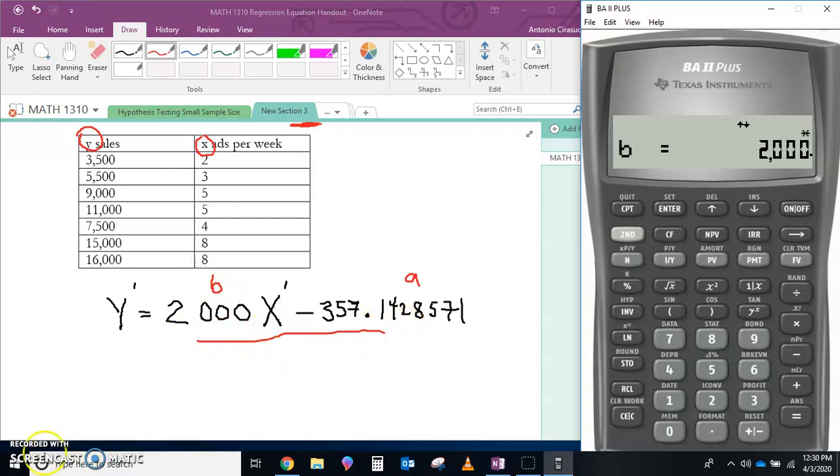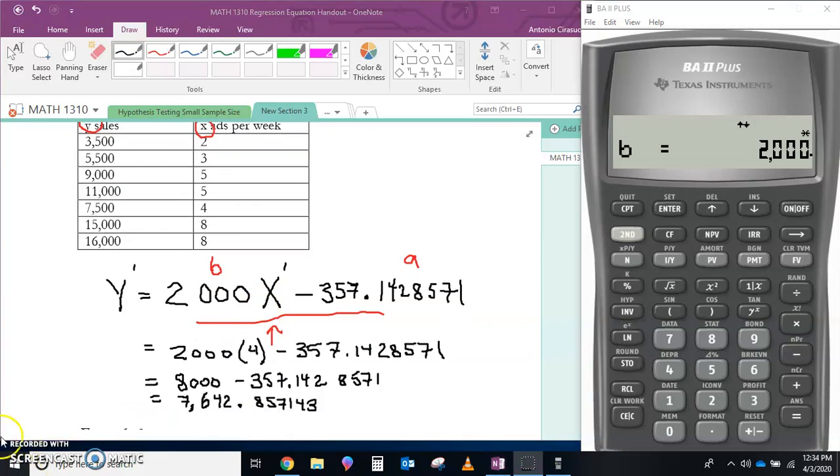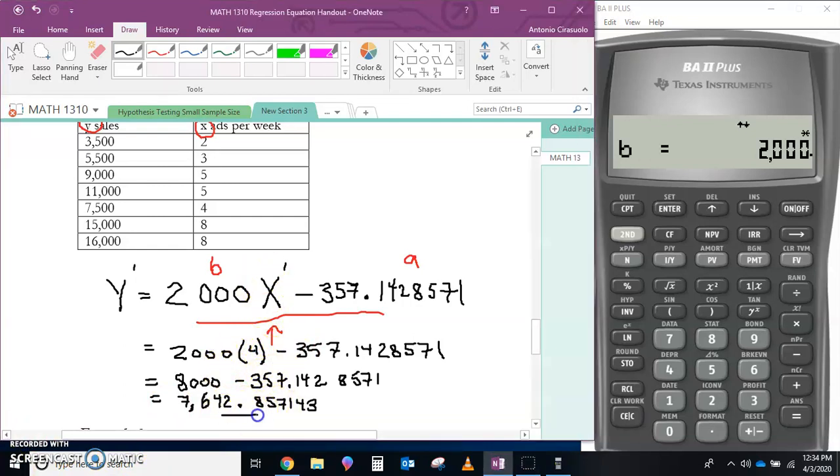Now, the second thing we want to do is predict, when we had, I believe it was 4 ads per week, what should we expect the amount of sales to be? So basically, we're just going to put in a value for X, and we'll be able to calculate that. So let's do that. When we plugged in 4 ads for X, I got the following mathematics, and I got this. So we should expect our sales to be $7,642 and change.